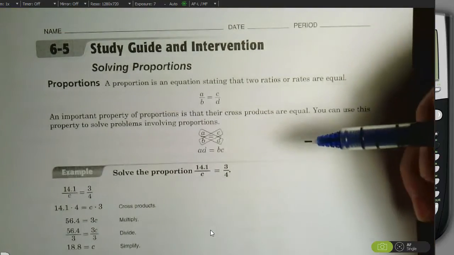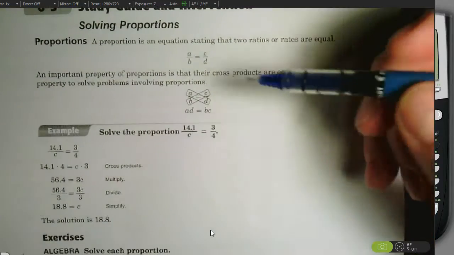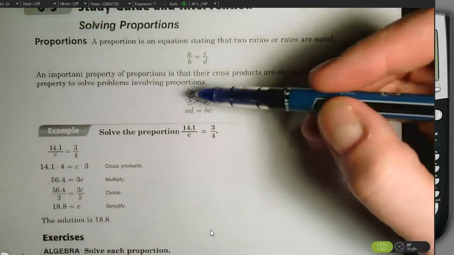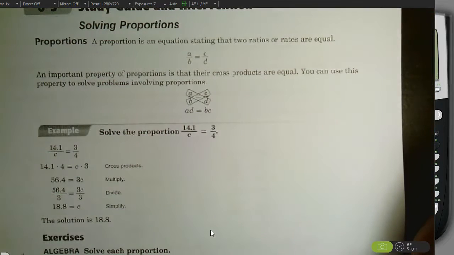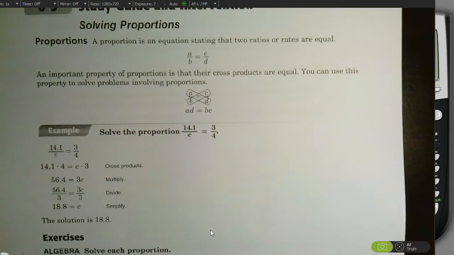And the way we solve proportions, as we talked about in class, is by using their cross product, where you do A times D and that equals B times C. So that's how we solve our proportions.